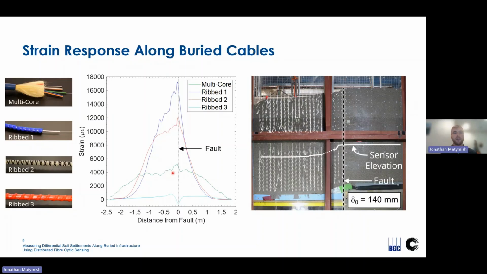However, along our multi-core cable, we have a more distributed strain profile that kind of hints towards it being better suited towards other applications other than monitoring ground deformation. And then along our rib 3 cable, which was our stiffest cable, we didn't develop a lot of strain along it, and it's potentially better suited towards applications requiring greater survivability or needing to accommodate larger ground movements.